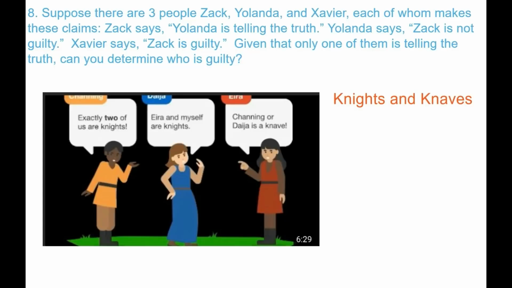This problem is a knights and knaves problem, where a set of people are telling the truth and the other people are lying. To solve this problem, we apply a series of techniques that are clearly explained in our knights and knaves video, which you can watch right now. The answer to this problem is that Zack is the one who is guilty. Let's move on to number 9.